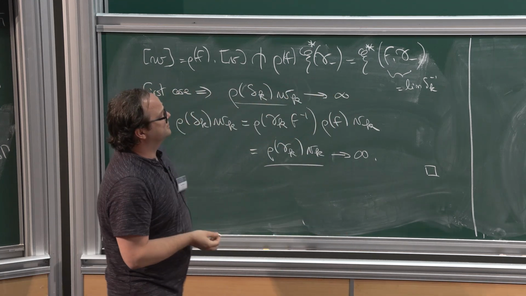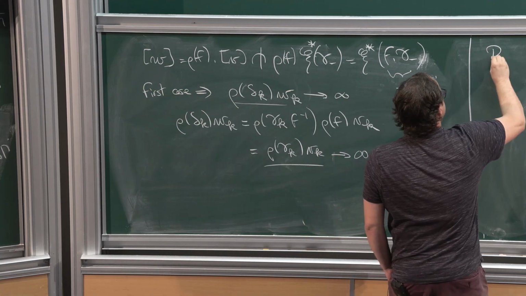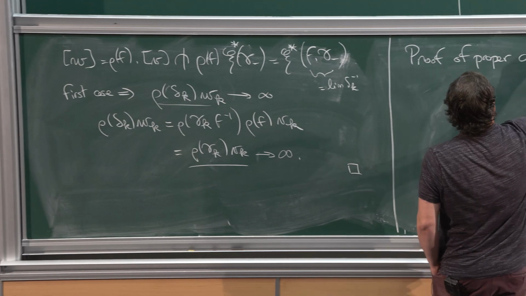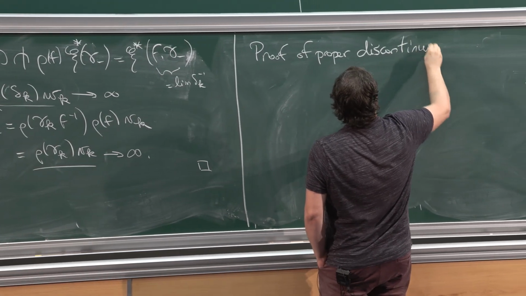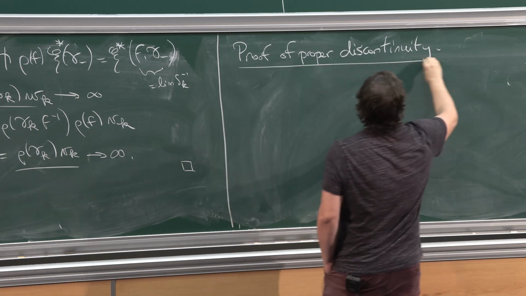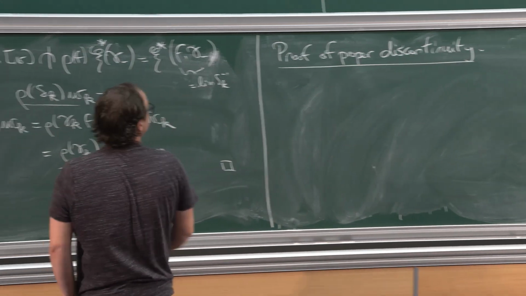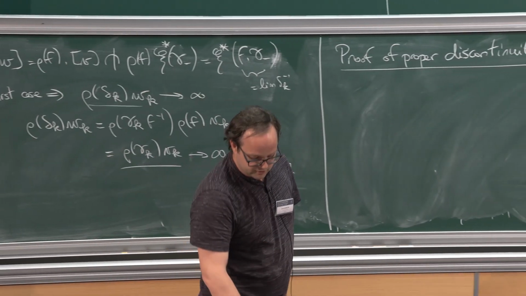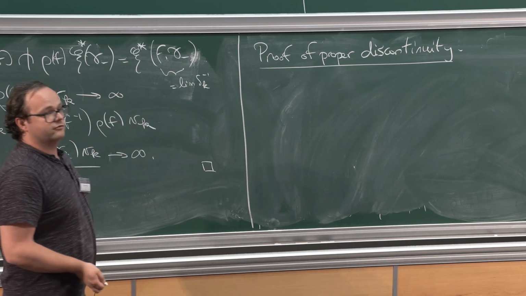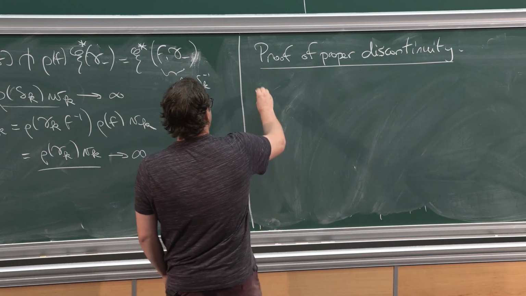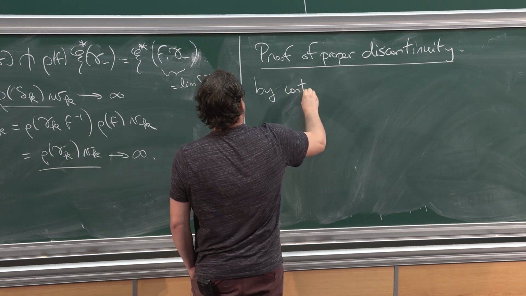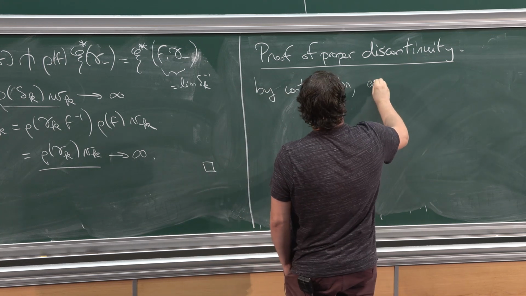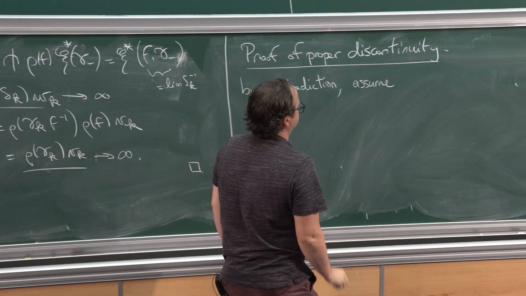Okay. So let's go back to proper discontinuity now. And once we've set the lemma, we've done most of the work. So what you need to understand when trying to prove proper discontinuity is that it's often very useful to prove this by contradiction. And by contradiction, that means assuming the existence of a bunch of things.